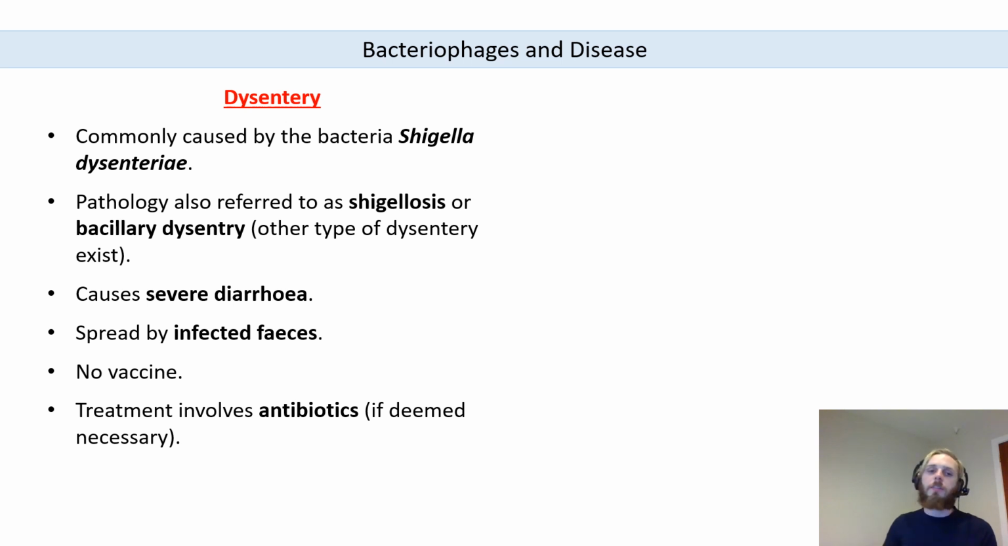Okay, next up we have dysentery, which is caused by Shigella dysenteriae. You may also see the pathology referred to as shigellosis or bacillary dysentery. We're talking about the same thing really. It's just because it's caused by Shigella dysenteriae, shigellosis is a term that could be used. It's an infection of the lower GI tract. So as with a lot of these infections, we see severe diarrhea, and we see transmission from host to host via the fecal oral route very often.